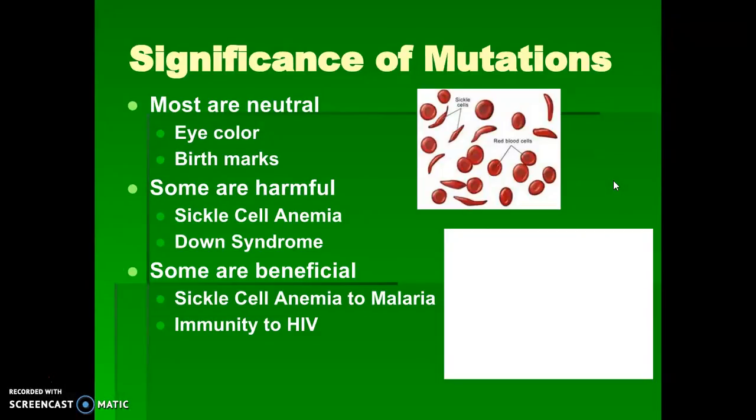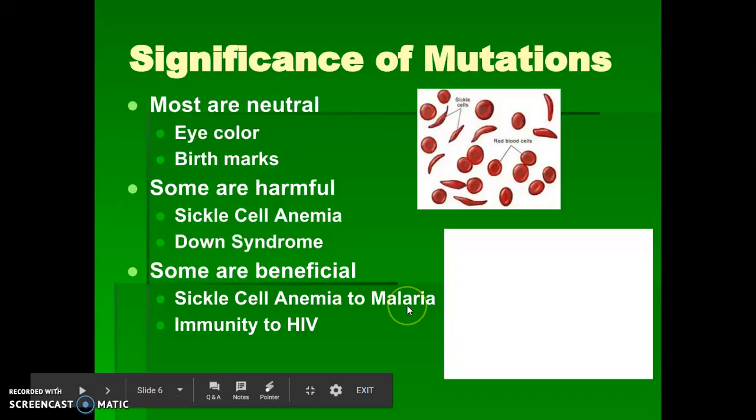Most mutations are neutral, like eye color and birthmarks. Some are harmful, like sickle cell anemia. Here are normal red blood cells. These are sickle cells, and those have more of a problem getting through the blood vessels than your normal donut-shaped ones. Down syndrome, also called trisomy 21, which we'll talk about in a second. Some can be beneficial. If you have sickle cell anemia, you are immune to malaria, and some types of mutations allow for immunity to HIV.